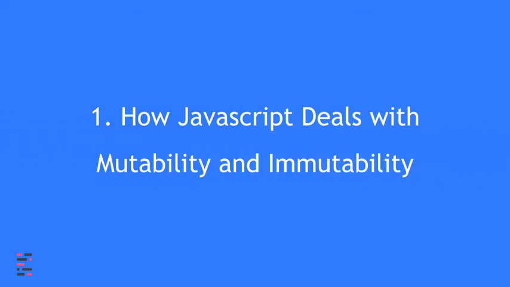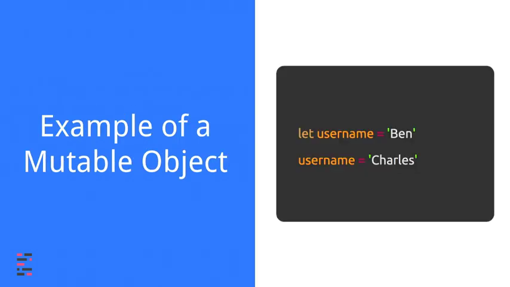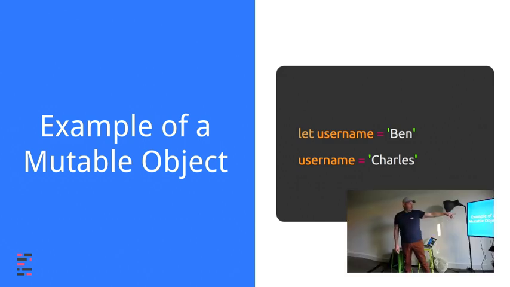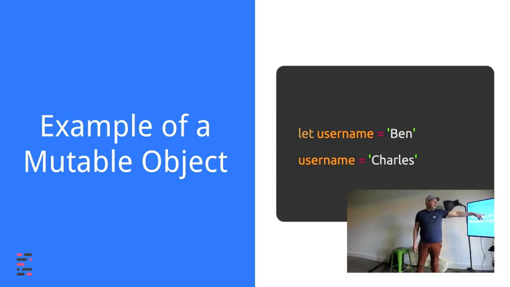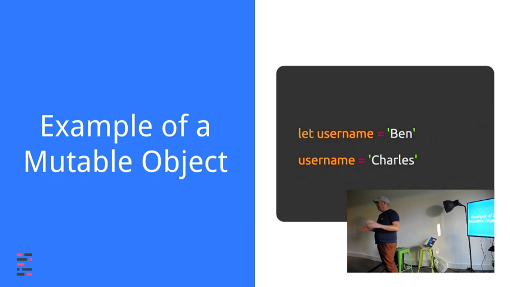Firstly, how does JavaScript actually deal with mutability and immutability? Say, for instance, we have a username, and the username is Ben. We've defined it in our first line. We can then change that to Charles, and that means that the value of username will actually change. We're going to discuss what happens under the hood as far as memory allocation.